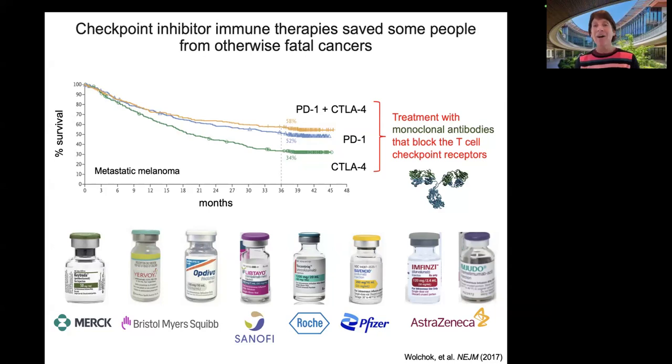But as exciting as that was, it didn't solve the entire problem. Which isn't to say that these weren't absolutely groundbreaking medicines. You can see that at least for half the patients that were treated in this melanoma trial, they benefited, they survived, some of them were cured. But the other half did not enjoy such a benefit. Nonetheless, to cure anybody with metastatic melanoma was a major breakthrough.